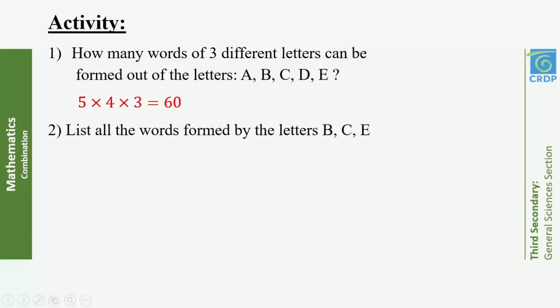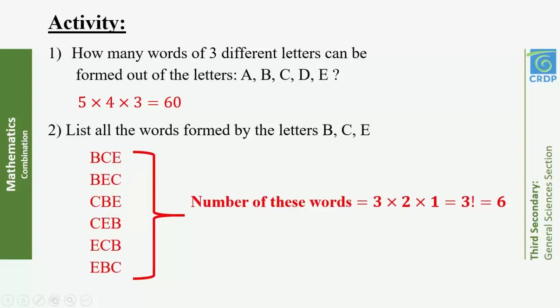In number 2, list all the words formed by the letters B, C, and E. Since I have 3 letters only, I can use the tree method. If I start with the letter B, I can put C or E in the second place, and then if I use B and C, I will be left with E. In this way, I will have 6 different options. So the number of these words is 3 times 2 times 1 equals 3 factorial, which is 6. And what is the factorial of a natural number n? The factorial of a natural number n is the product of all natural numbers starting from 1 up till n. This is how we get 6 different words formed by the letters B, C, and E.